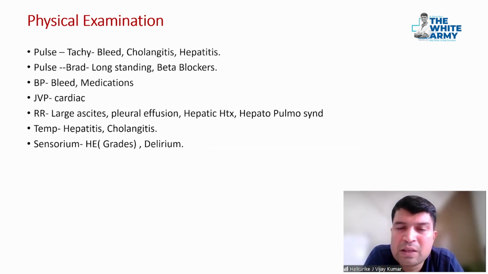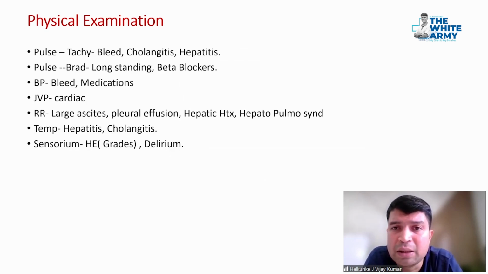The simple thing. JVP has to be described in detail. This is just to rule out chronic congestive symptoms causing liver issues. That's all. Then the respiratory rate: large ascites is very important. When the patient has very large, tense ascites, the respiratory pattern and rate also change. Pleural effusion is a part of large ascites, and a part of hepatic hydrothorax. Hepatopulmonary syndrome will also change the respiratory rate. Temperature: if the patient has fever, it is very important to rule out cholangitis and hepatitis.